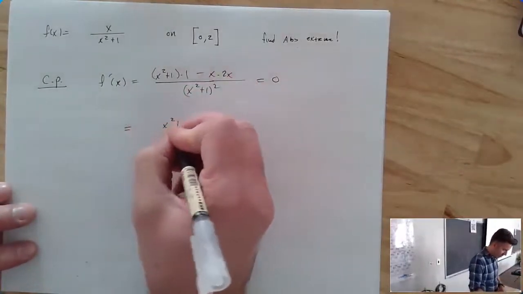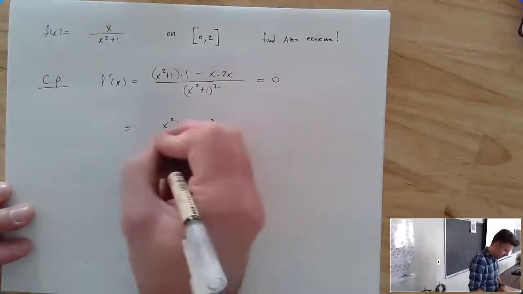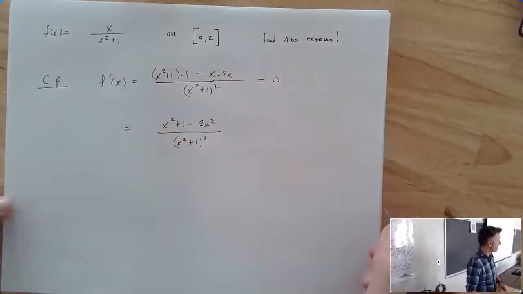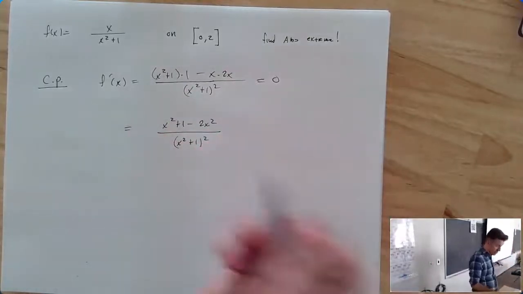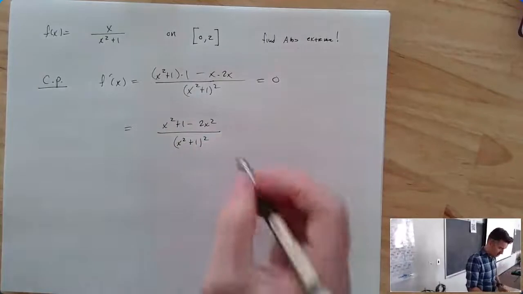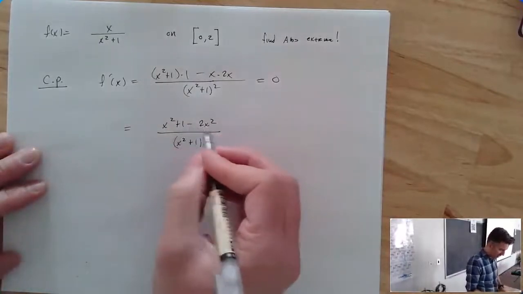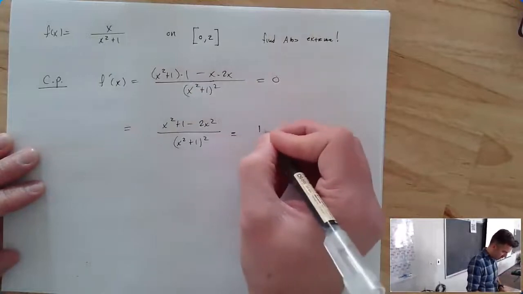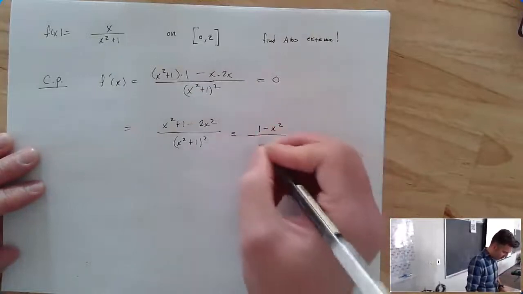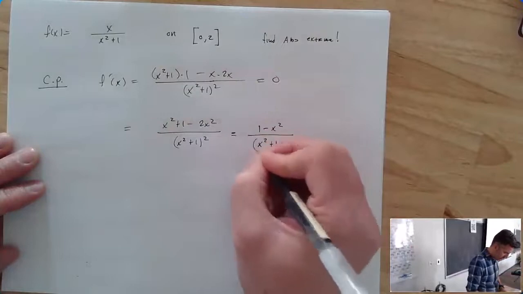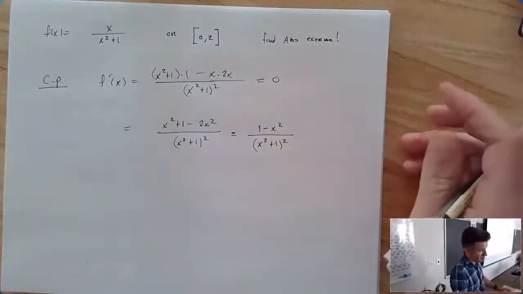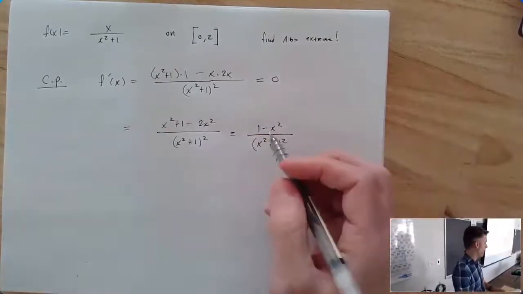So specifically, I want to simplify the top. I've got x squared plus 1 minus 2x squared, all over x squared plus 1 squared. Leaving things factored is to our benefit, so I don't want to multiply at the bottom, but I do want to simplify the top. Negative 2x squared plus x squared is a negative 1x squared. This is equal to 1 minus x squared over x squared plus 1 squared. You could write it as negative x squared plus 1, but I don't prefer to do that. I would rather leave it like this and factor it.